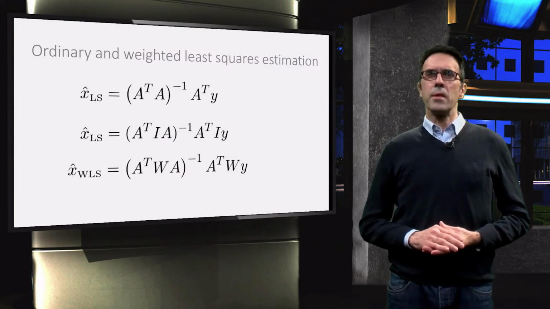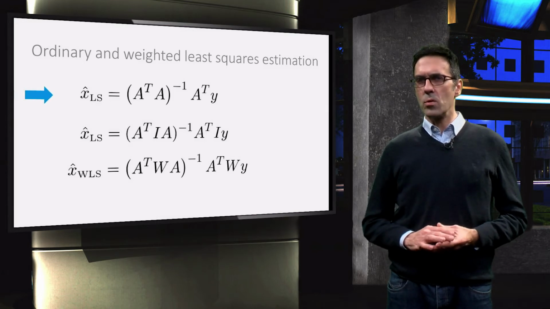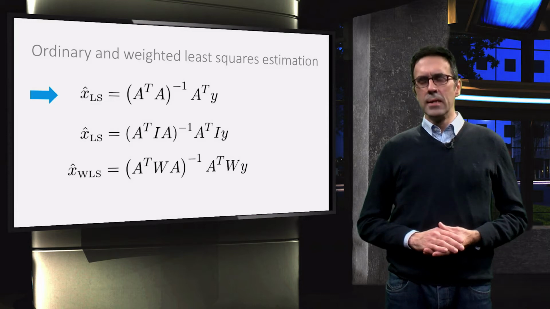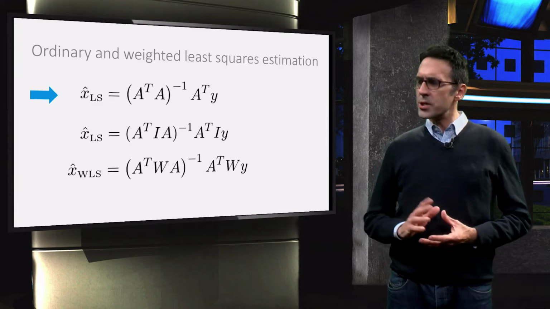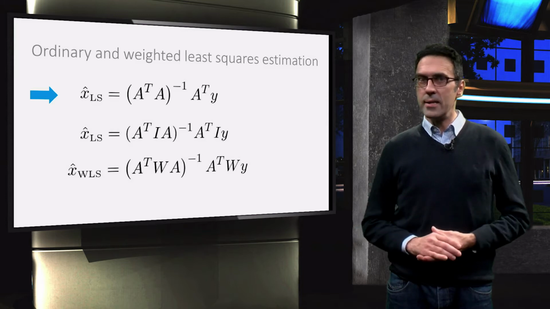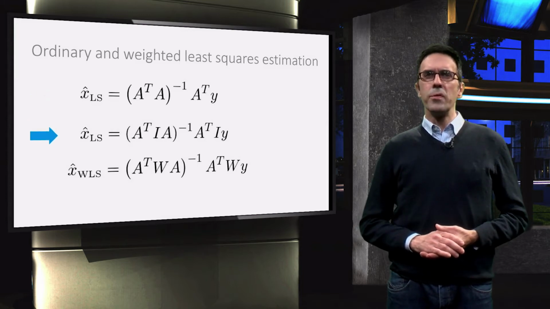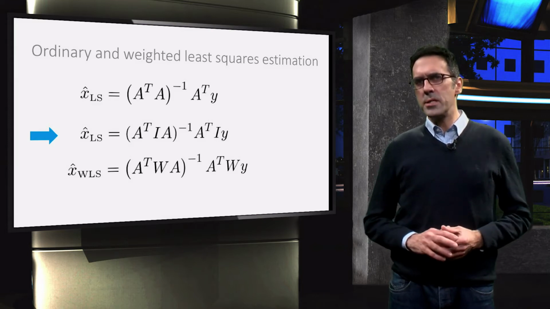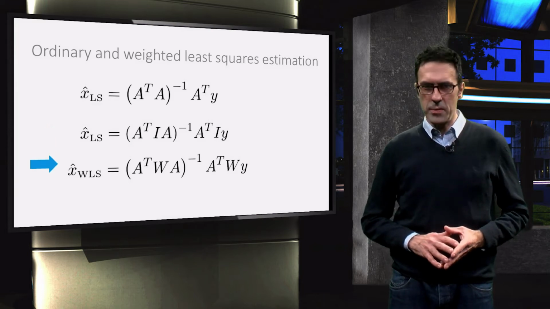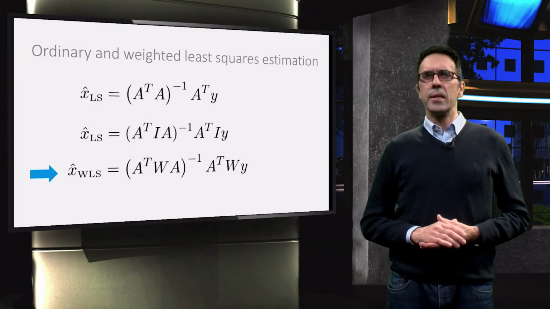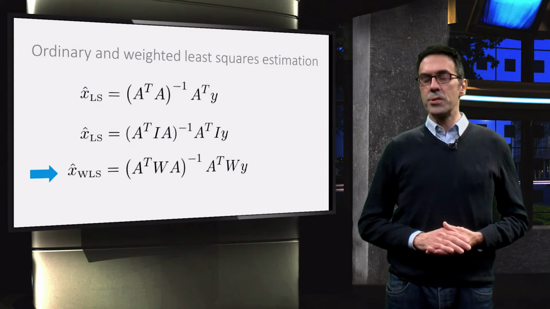We found the expression for the unweighted or ordinary least squares estimate x hat. It is only dependent on the design matrix A. If we would insert a unit matrix I in this equation, we find that this unweighted estimate is in fact a special case of the weighted least squares estimate, where the weight matrix W is introduced that gives some observations more importance or weight than others.